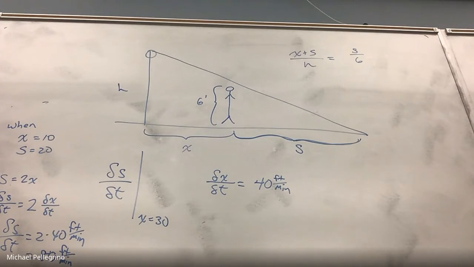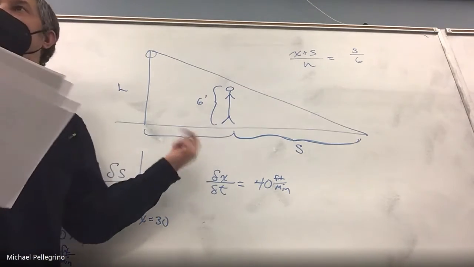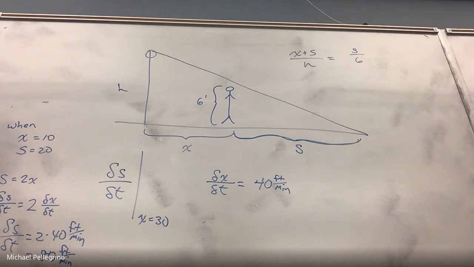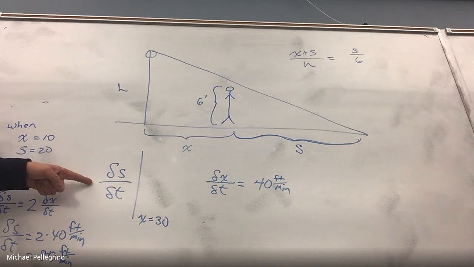Right. And you already know how S is related to X. The rate is twice what it is. In fact, it doesn't even matter that it's when X is 30. The length of the shadow is going to be increasing at twice the rate, no matter when.